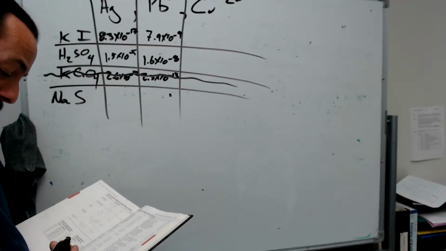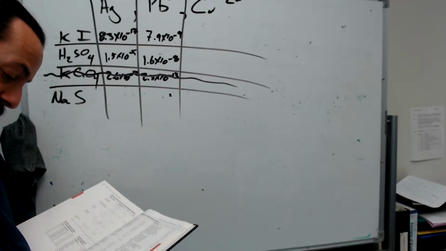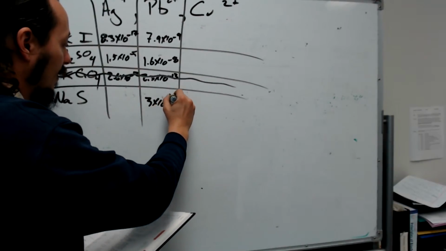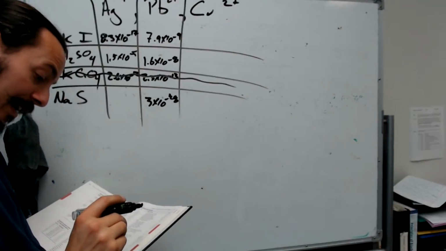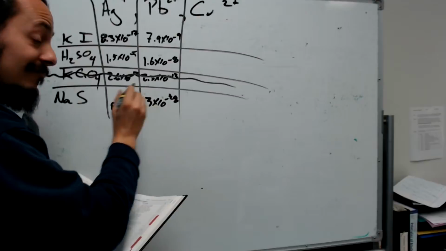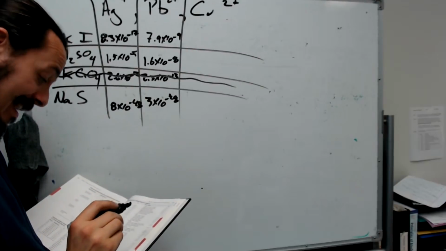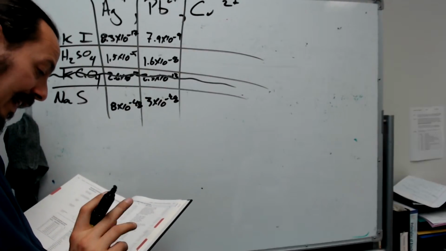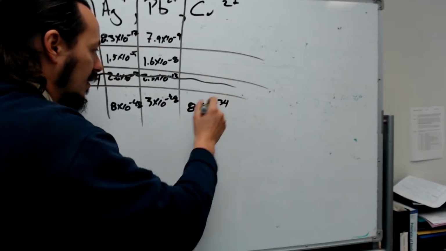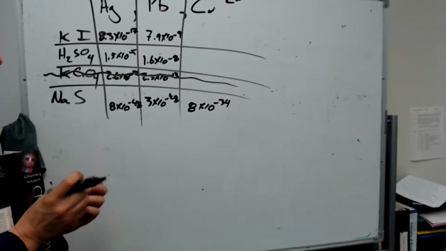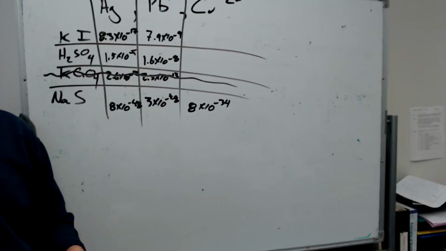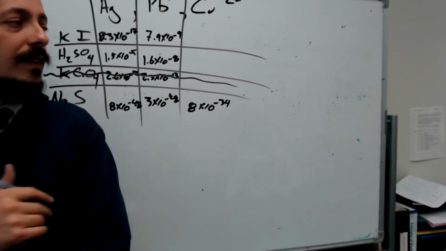Sulfide. Oh boy. Silver sulfide. Oh, lead sulfide is 3 times 10 to the negative 28. Silver sulfide, 8 times 10 to the minus 48. Nice. And copper(II) sulfide, I actually have a number for this: 8 times 10 to the minus 34. So there's obviously the largest separation with that one, but they're all just so insoluble.